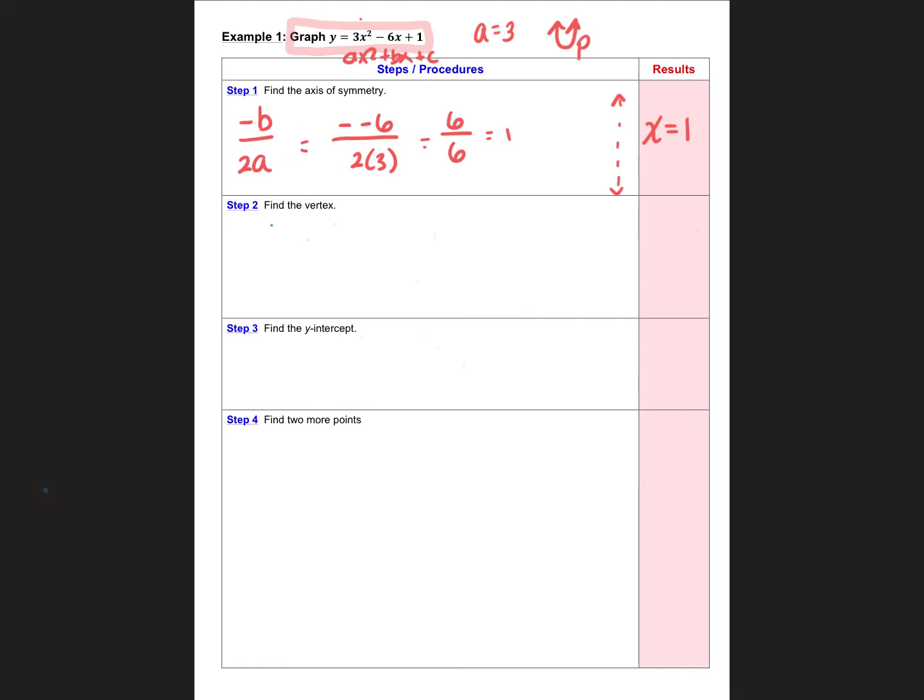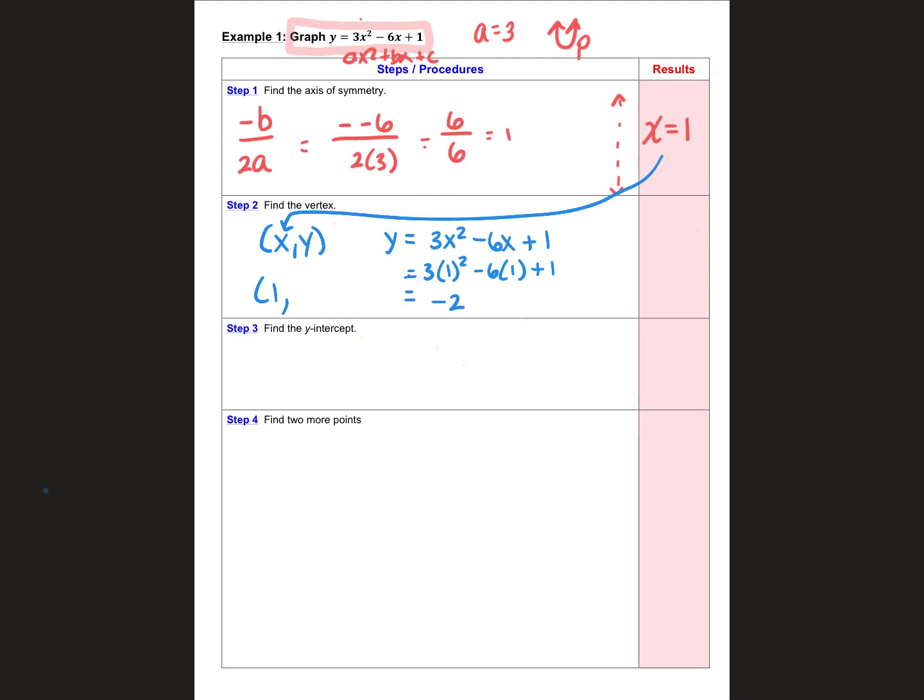So a vertex is an ordered pair, x comma y. We already have our x value, which is 1. We need to plug that into the original equation to find y, since y equals this stuff, 3x squared minus 6x plus 1. Remember to put your x in parentheses. You could type that in your calculator just like that and get this answer, or you can calculate it using PEMDAS, the order of operations, and you'll get negative 2, which means the final ordered pair is 1 comma negative 2.